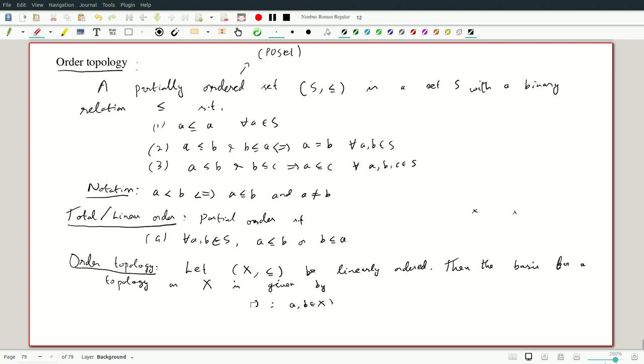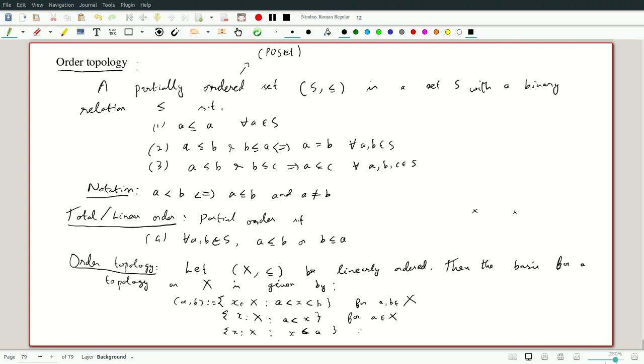Let me write that out a little more explicitly, what we mean by intervals, by three kinds of sets. The set AB, I'll call it, which is defined as the set of all x in X such that A is less than x is less than B, for A, B in X. And while we didn't need it for reals, for general ordered sets we'll also have to explicitly consider rays. So x in X such that A is less than x for A in X, and also x in X such that x is less than A for A in X.